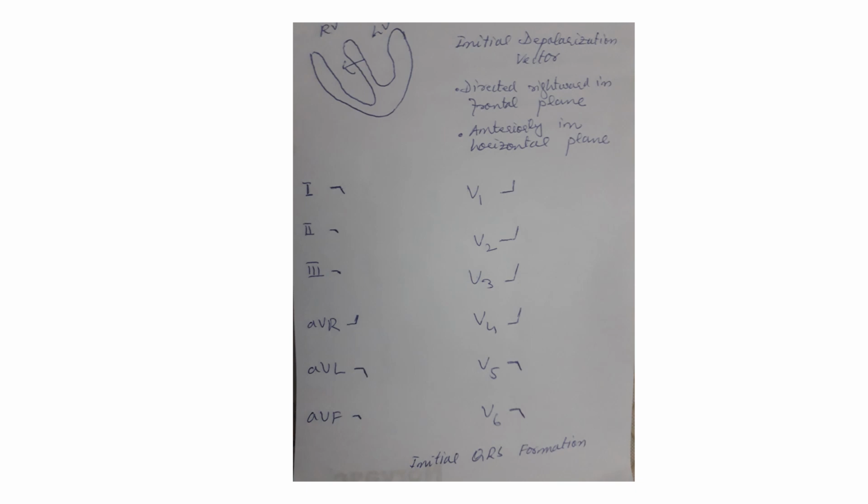Similarly, in the horizontal plane, the leads located anteriorly on the chest wall, for example lead V1 and V2, will record a positive deflection, and leads located more laterally, for example lead V5 and V6, will record an initial negative deflection during this portion of depolarization of the ventricles.